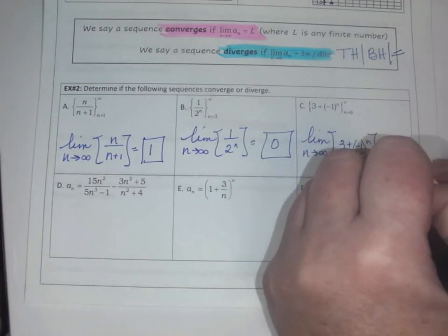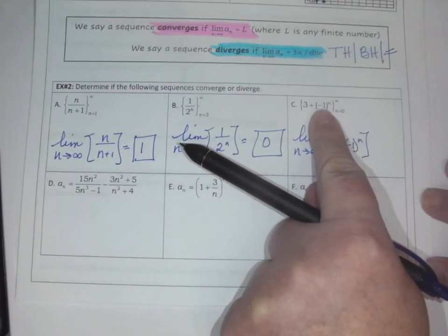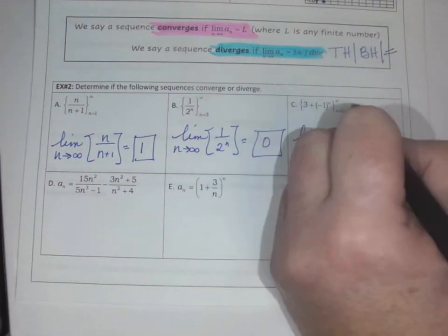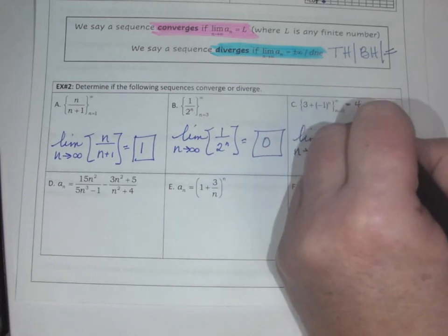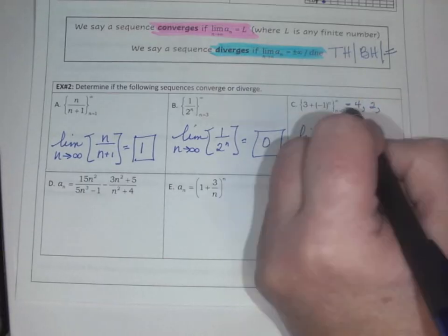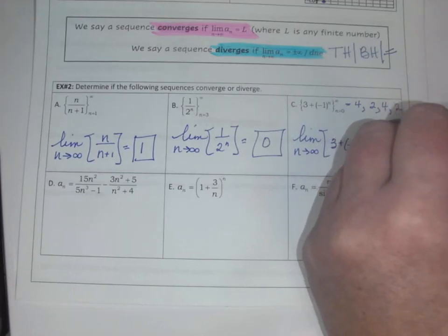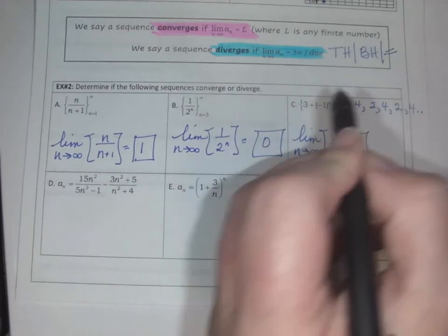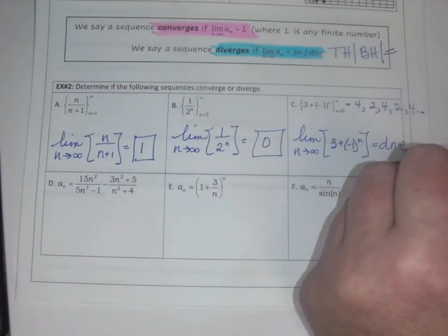For this one, if we look at the limit as n goes to infinity of 3 plus negative 1 to the n, remember the negative 1 to the n is going to alternate in sign. It is not going to grow towards infinity or towards negative infinity. So if I write out my terms, when n is 0, it's going to be positive 1, so 3 plus 1 makes 4. When n is 1, it's going to be negative 1, so 3 minus 1 makes 2. Then when n is 2, it's going to turn back positive, so we go back to 4, then 2, then 4, and it's going to continue that cycle. So that means this limit does not exist.